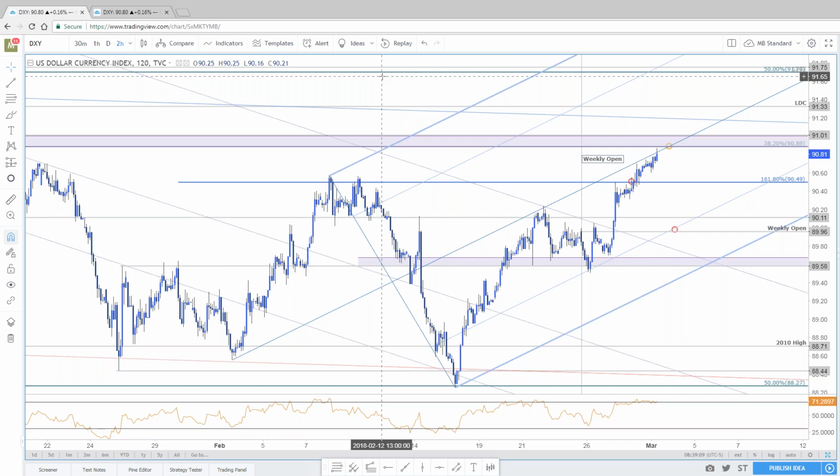The major focus within NFPs right now is not necessarily the print of how many jobs were created. Labor force conditions at this point are pretty much approaching the Fed's so-called natural rate of unemployment.